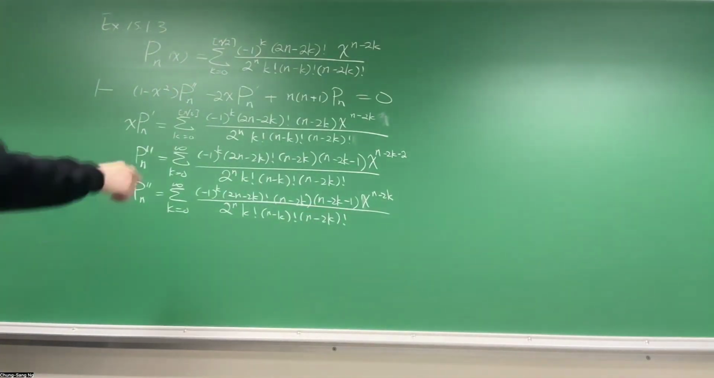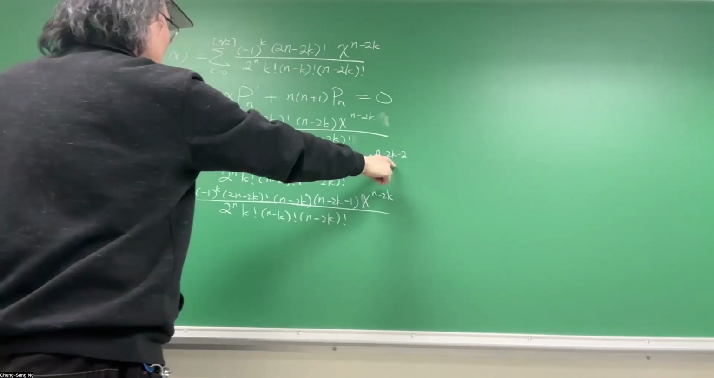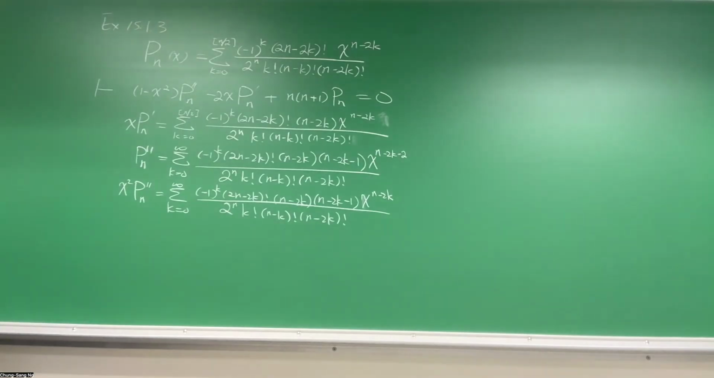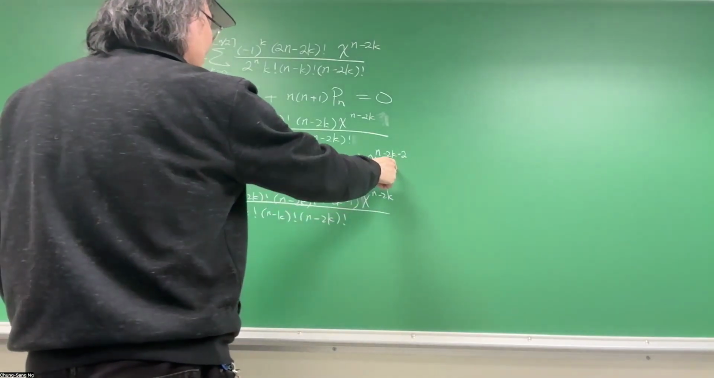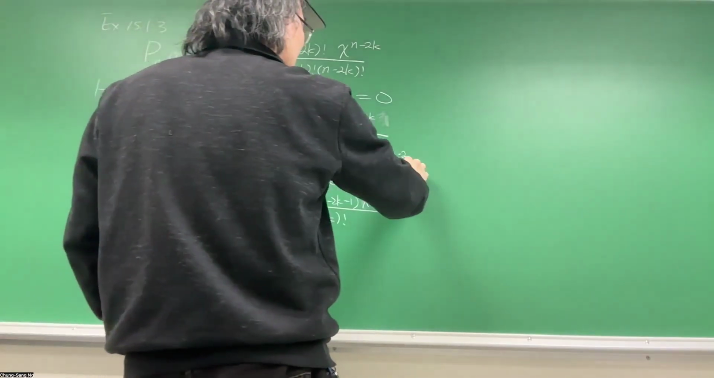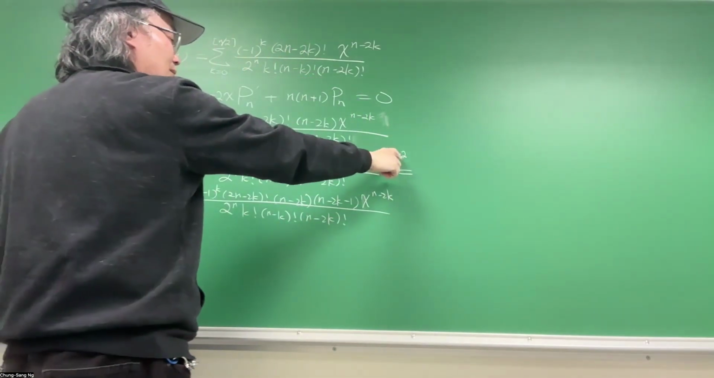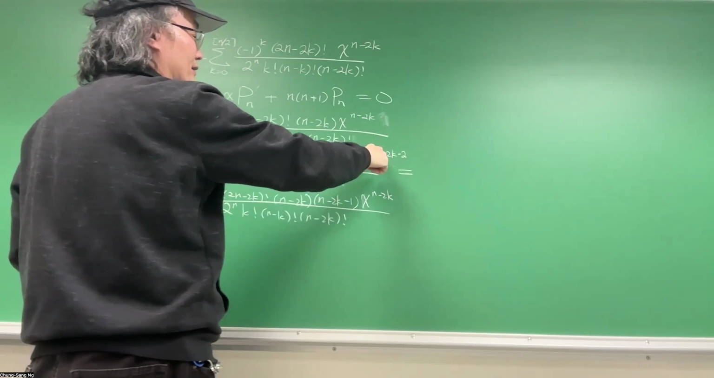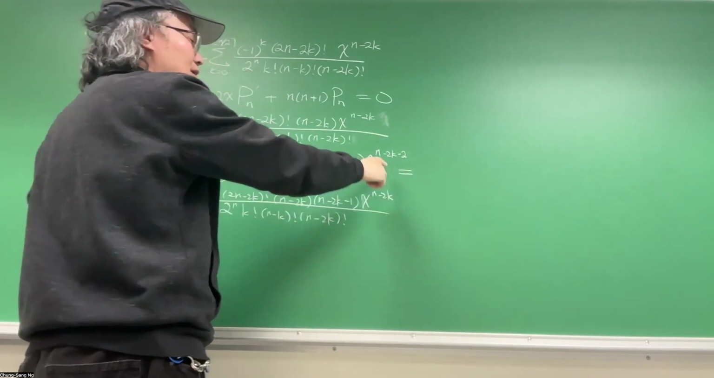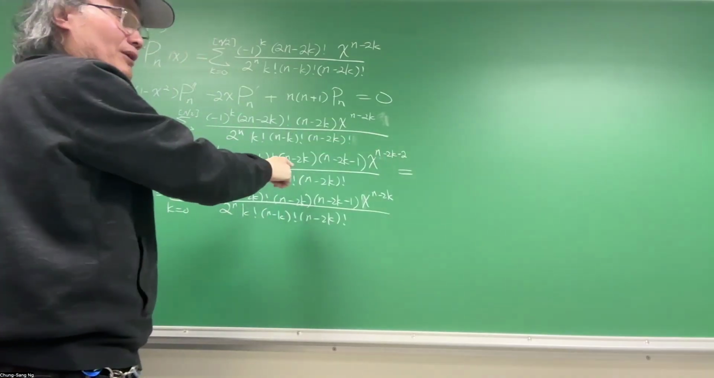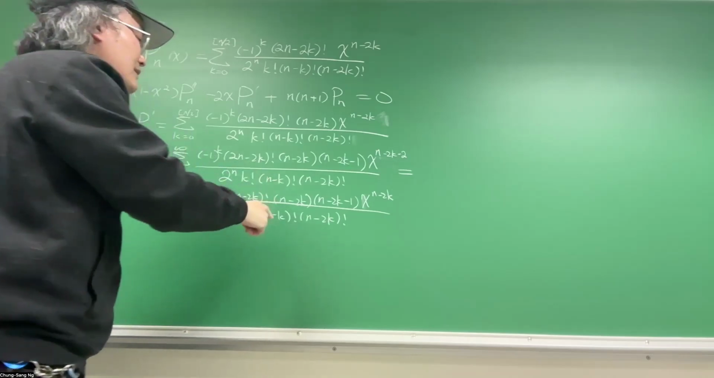Right? But then you need this term. This term you just decrease by 2. So in order to compare all the terms so that you can see whether they cancel and add up to 0, it's much better to shift this power back to n minus 2k. So we do the usual trick. n minus 2k minus 2 becomes your new n minus 2k. So whenever you see n, it becomes n plus 2. Okay?